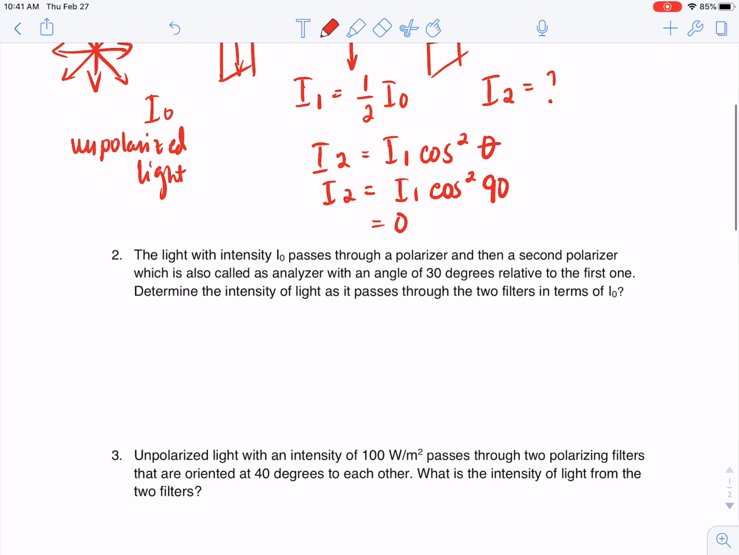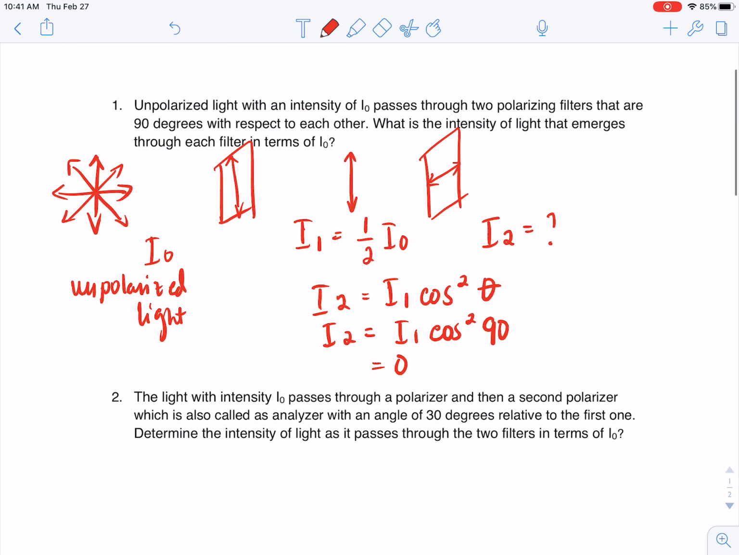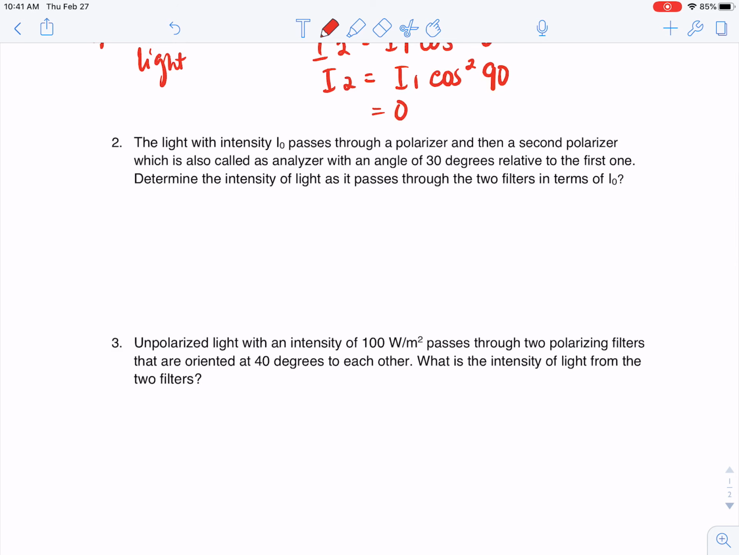All right, let's proceed now. Number 2. Light with intensity I sub 0 passes through a polarizer, and a second polarizer, also called an analyzer, at an angle of 30 degrees relative to the first one. Determine the intensity of light as it passes through the two filters in terms of I sub 0. Okay, so here we have 90 degrees. How about for 30 degrees?